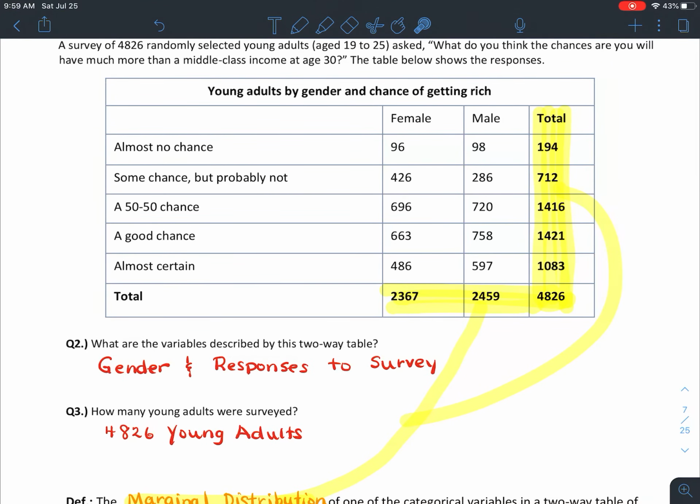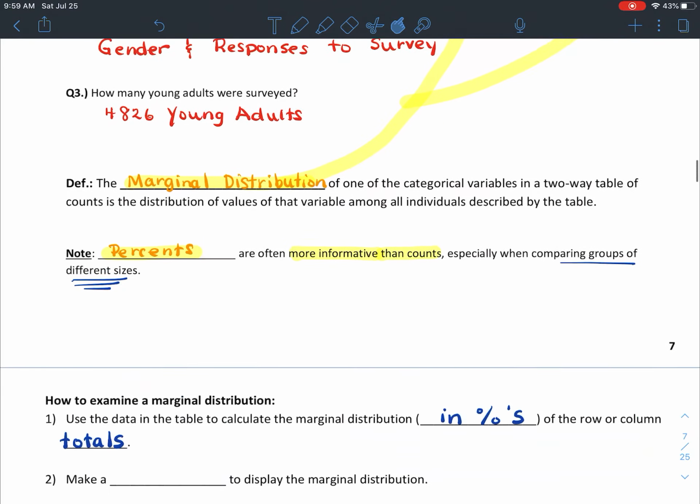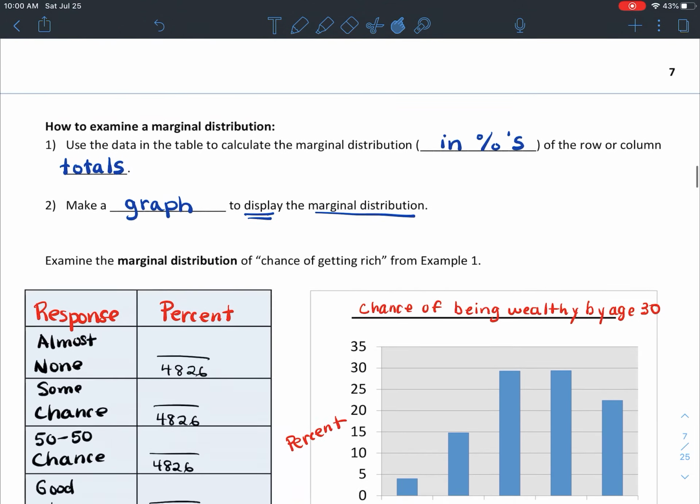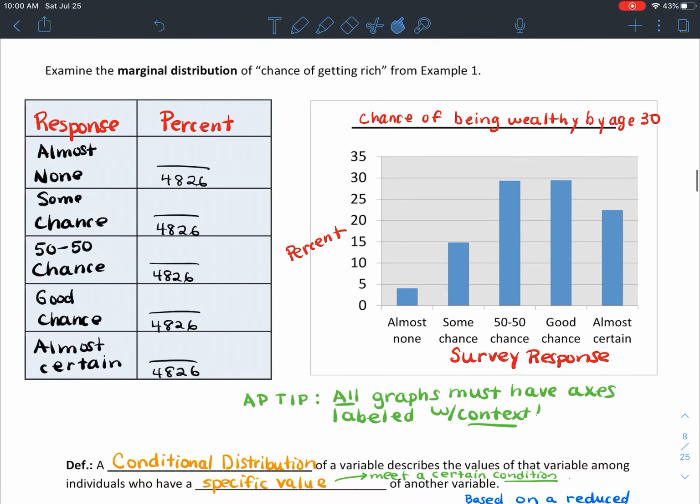It depends on whether they're asking us to find the marginal distribution of the survey responses or the marginal distribution for the gender, in which case there were only two right there. Okay, all right. And the other thing that we do when we're examining a marginal distribution is we often then take those percentages, which we'll discuss here in a moment, and we make a graph to display the marginal distribution, okay? So I did a little bit of setting up here for us.